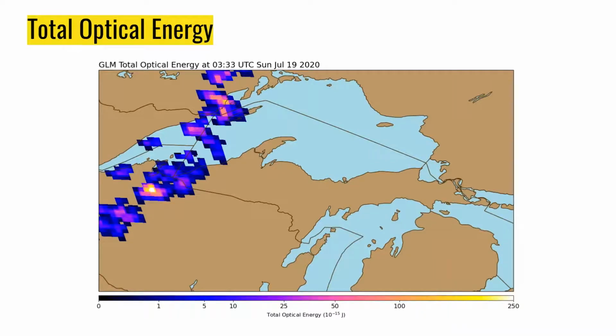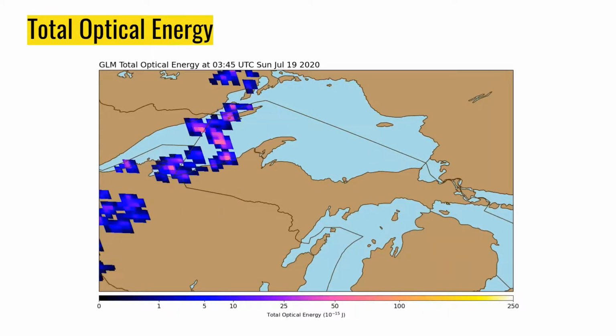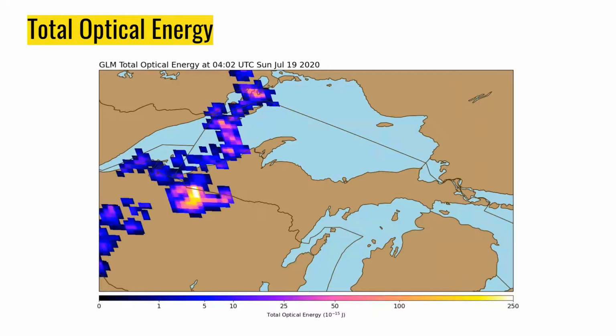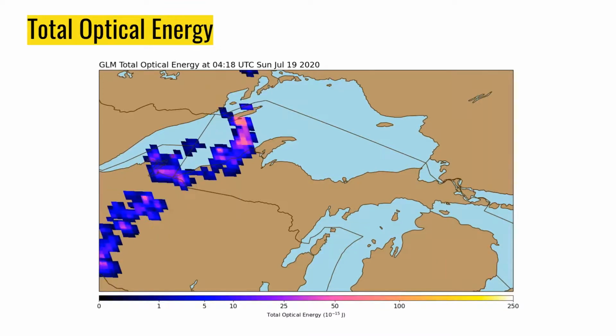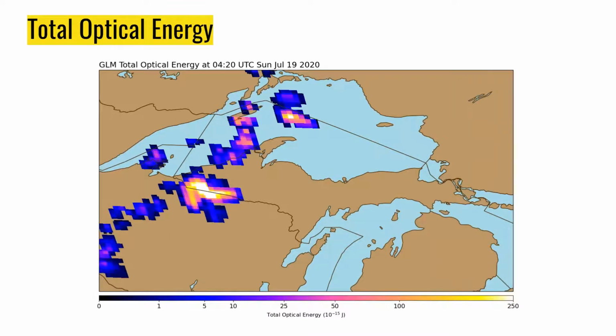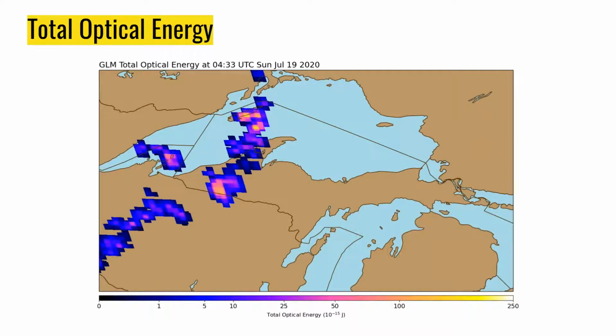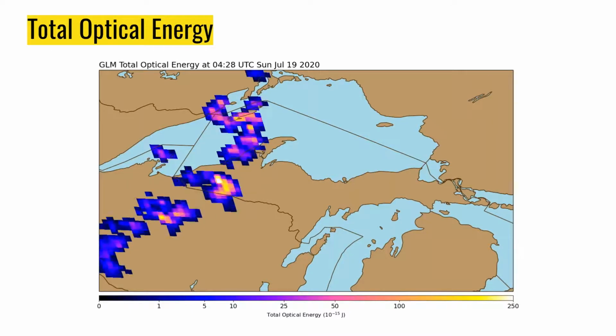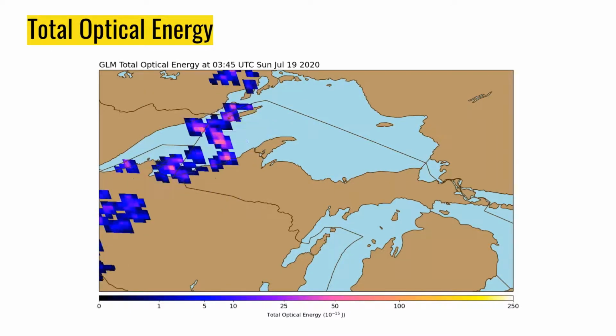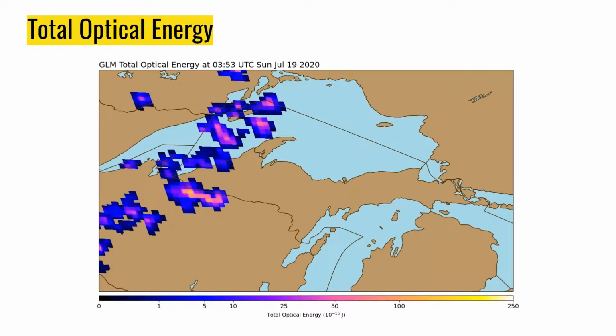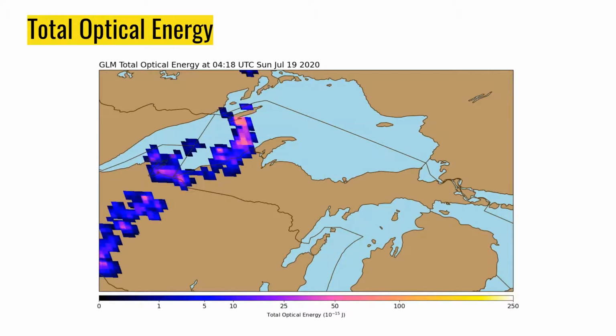So this is looking at that total optical energy product, and you can see here that the lightning is fairly sporadic. It's consistent though, consistently going up and down. In terms of the spatial extent of it, certainly spreads out quite a bit. And I'll go back here for just a second. You can see that lightning, it initially at first glance looks like it's just all over the place.